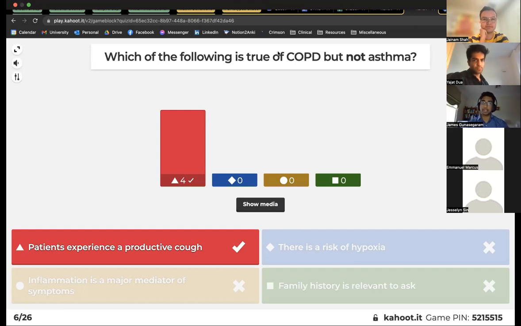family history thing. Technically, social history wise, if your parents smoked, you probably are more likely to smoke. But the real reason why we want to look at family history in COPD is that in rare cases, it is familial. So alpha-1 antitrypsin deficiency can lead to COPD.